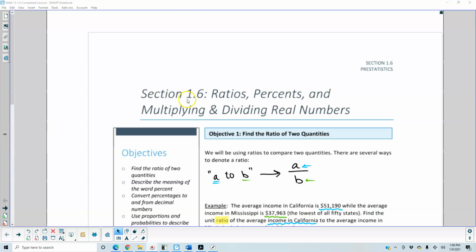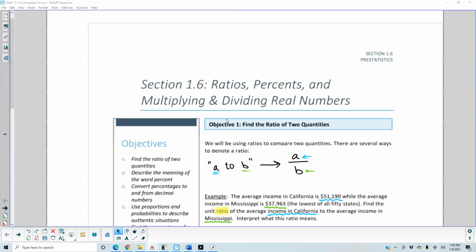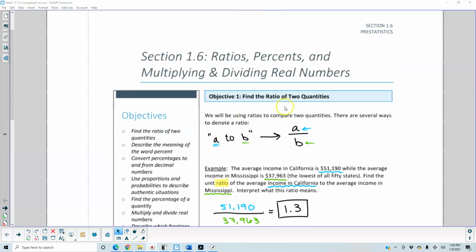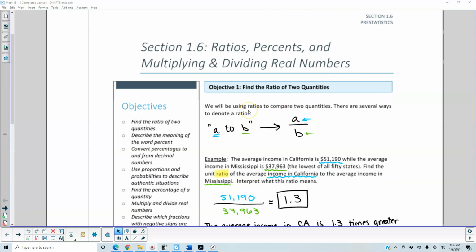Section 1.6, Ratios, Percents, and Multiplying and Dividing Real Numbers. Objective 1, find the ratio of two quantities. We will be using ratios to compare two quantities. There are several ways to denote a ratio: A to B, or A in the numerator with a fraction bar over the value of B.